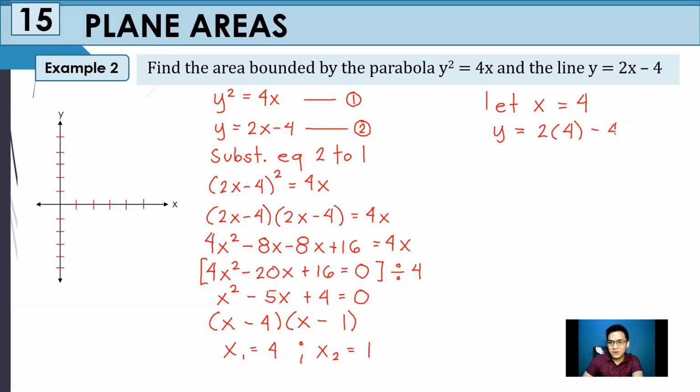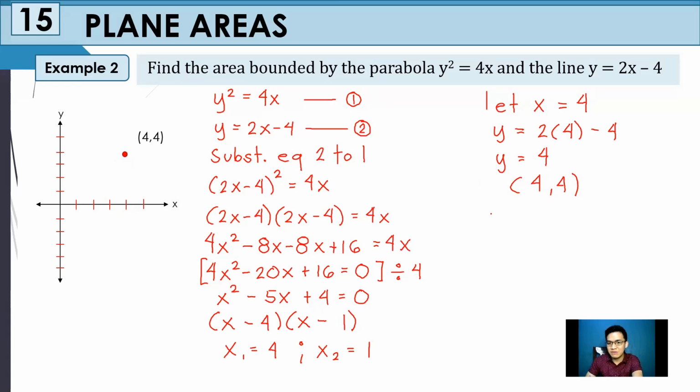So, therefore, that is y is equivalent to 8 minus 4, that would be equivalent to 8. Joke lang! Minus 4 pa man, so 4. So, therefore, yung first intersection nila between our two graphs is (4, 4). Diba? So therefore, ihapon na to: 1, 2, 3, 4; 1, 2, 3, 4. So that's the first intersection nila.